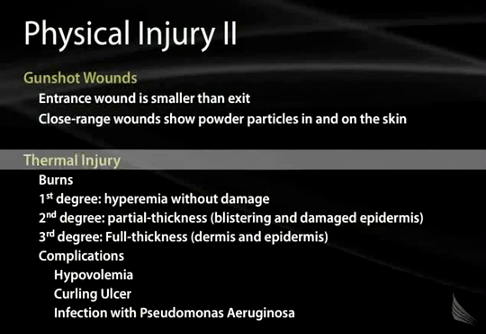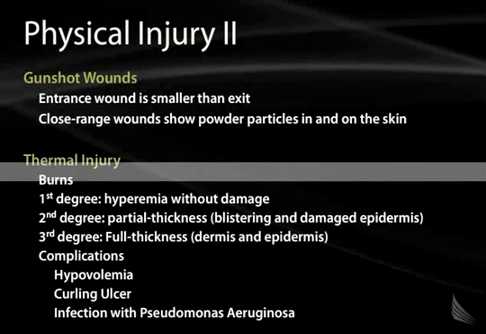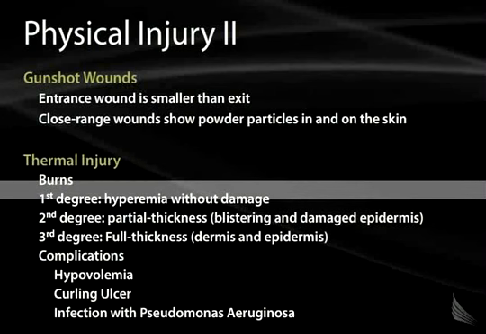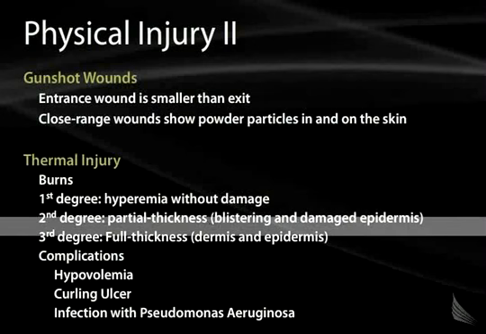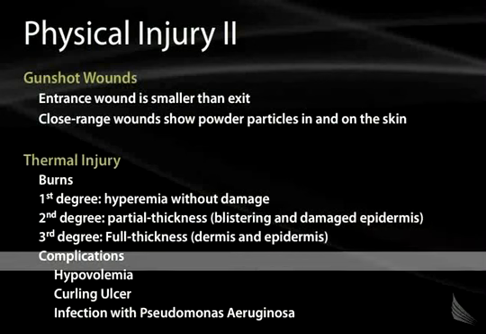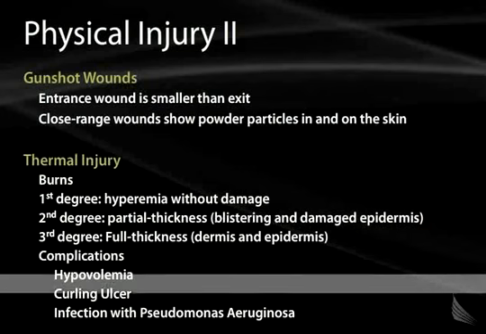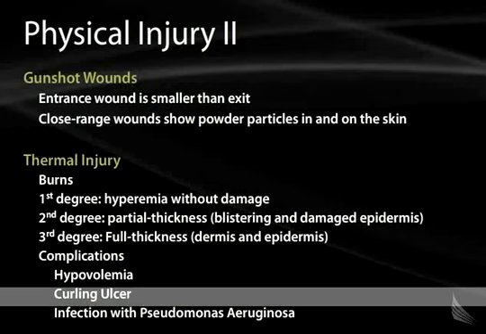Thermal injuries are injuries from burns and can be rated from first to third degree. First degree burns are hyperemic effects on the skin without actual skin damage. Second degree burns are partial thickness burns, generally characterized by blistering and a damaged epidermis. Third degree burns are full thickness burns that affect both the epidermis and dermis. Complications of burns are hypovolemia, Curling ulcer, and infection with agents such as Pseudomonas.